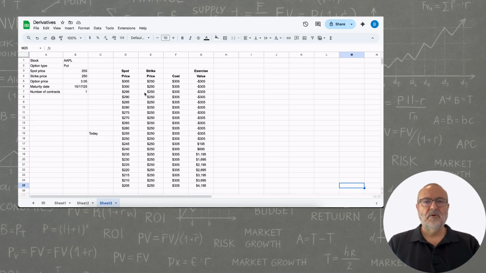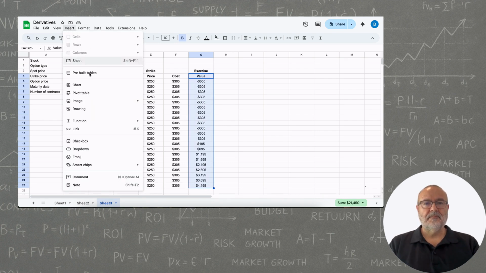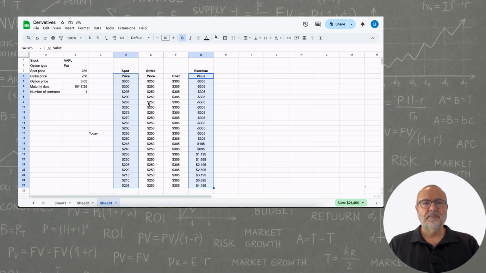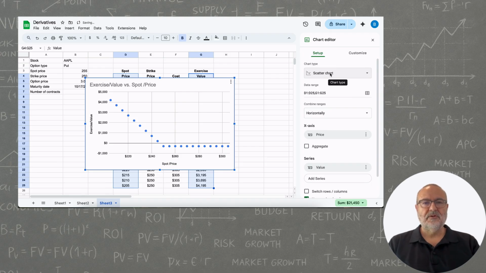Finally, let's draw the profit and loss chart. Notice that the potential loss for this put option that we bought is limited to the cost of buying it.